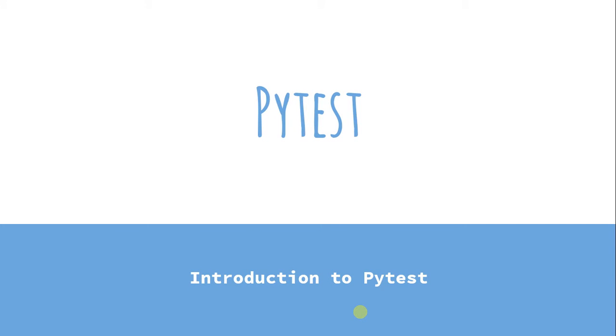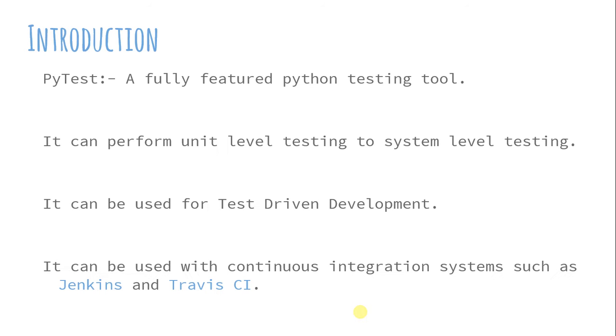Pytest. In this tutorial, we will learn what Pytest is, we will see how to install Pytest, and we will look at some basic examples to get started with Pytest. So Pytest is a fully featured Python testing tool. It can perform unit level testing to system level testing. It can be used for TDD development as well as BDD development. It can be used with continuous integration systems such as Jenkins and Travis CI.